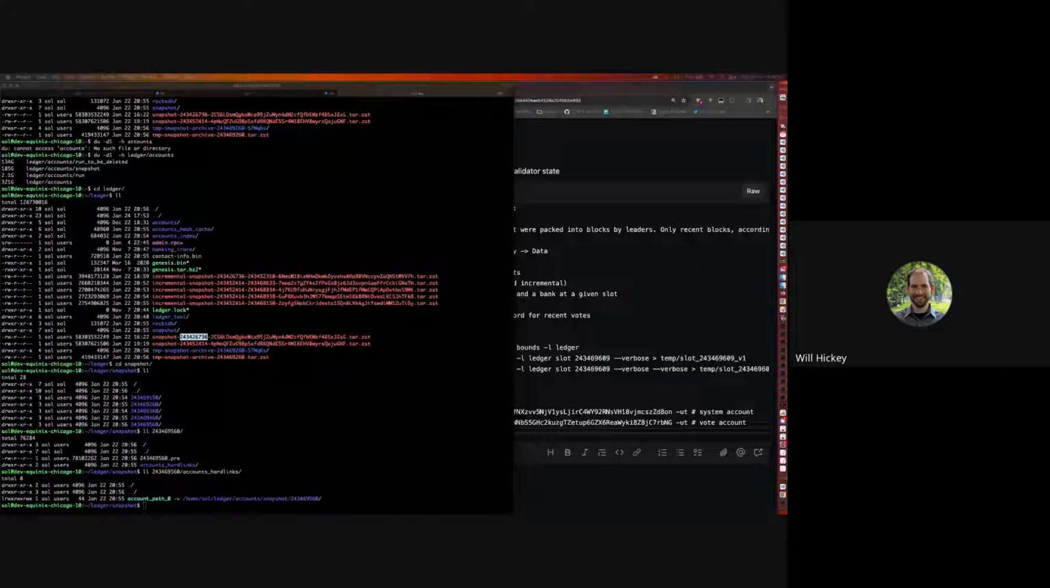Question about whether all accounts are just backed by the disk or if there's a subset in memory. There is an accounts cache. I don't know anything about it, so I'm not going to try to answer that question. But maybe somebody else can.